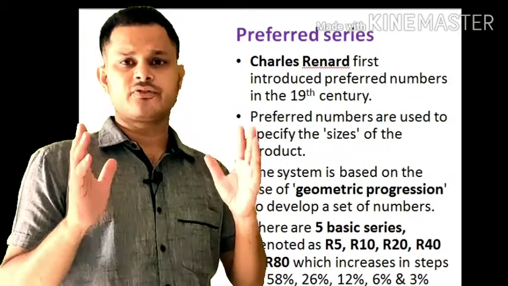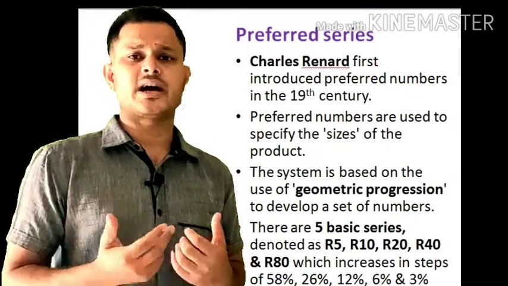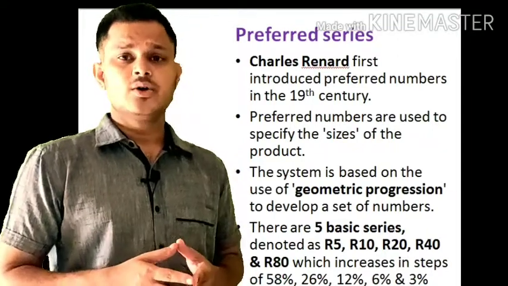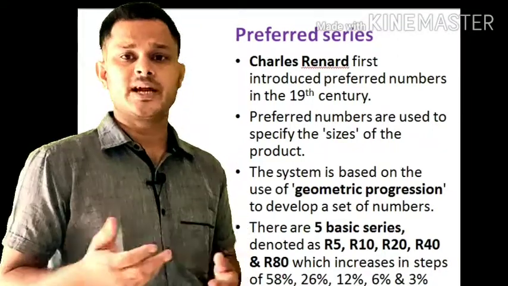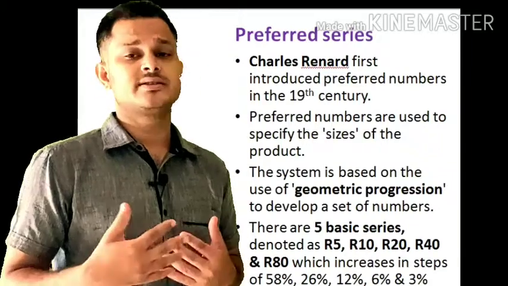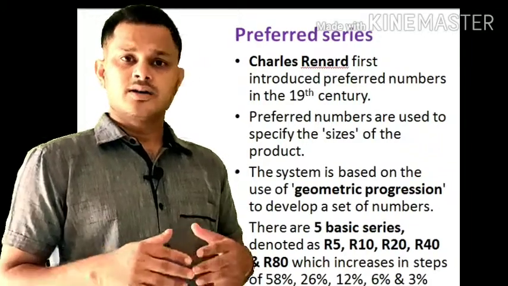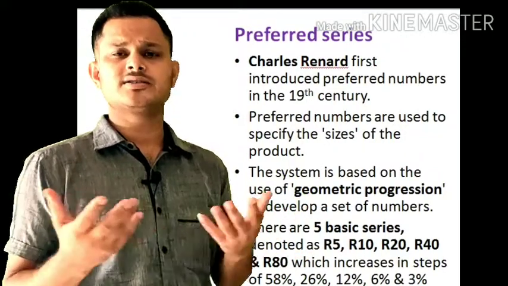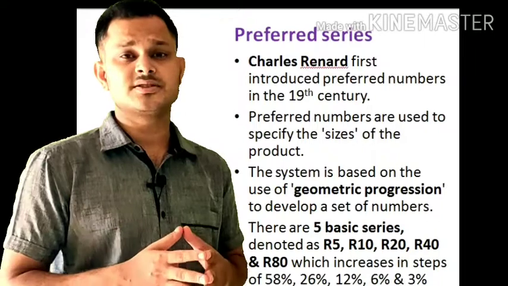There are basically 5 basic series denoted as R5, R10, R20, R40 and R80, which increase in steps of 58%, 26%, 12%, 6% and 3%. Now the question in your mind would be, what are these numbers? What is this specification? What does this series mean?